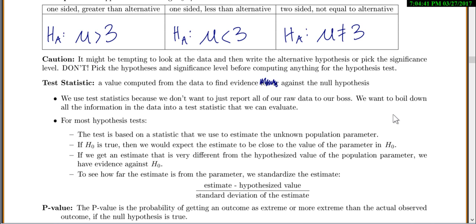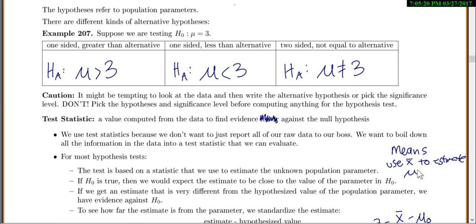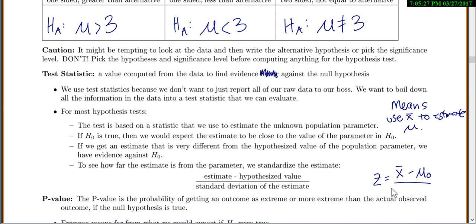So if we are talking about means, we would use x bar to estimate mu, right? And so if our null hypothesis is that mu equals 3, we would expect my sample mean to be close to 3. And if we're going to standardize, our estimate is x bar. Our hypothesized value would be the mean. Now notice when we write this mu here, we put a little 0 on it. The reason why is to remind you that it's the value in the null hypothesis. So in our case, our null hypothesis is 3, so it would be 3. The standard deviation of the estimate, so that means the standard deviation of x bar.